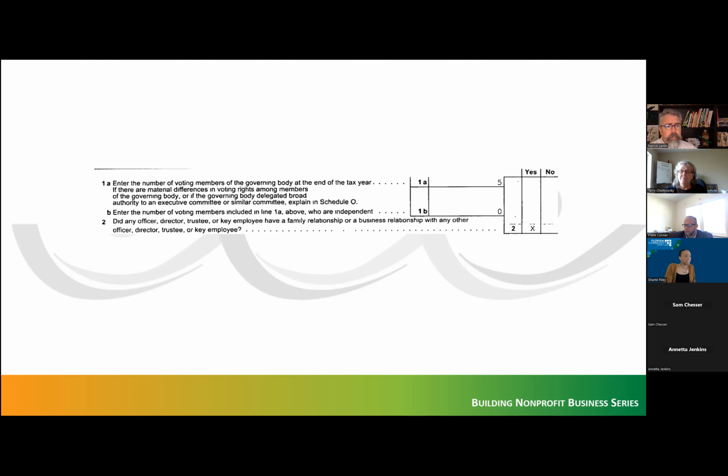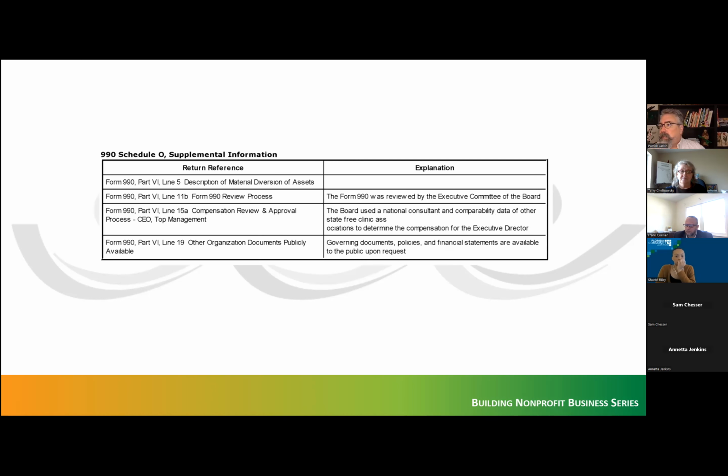This is part of the disclosures section. Did the organization become aware during the year of significant diversion of the organization's assets? My slides got out of order. Oh no, here it is. Okay. So this is the various parts of Schedule O. We talked about Schedule O, the supplement. So material diversion of assets. You're going to have to put it in there, and then you've got the review process and things like that in there.